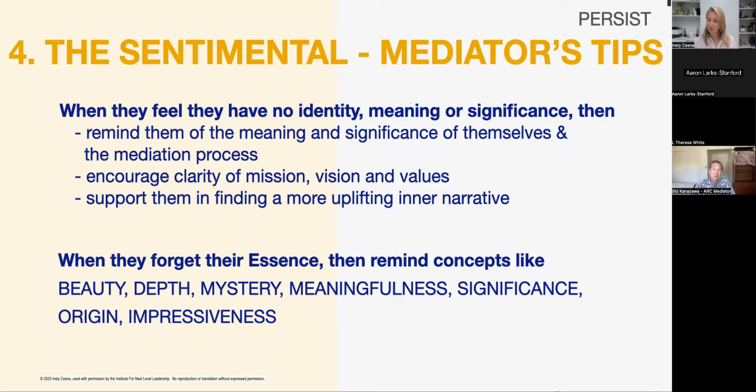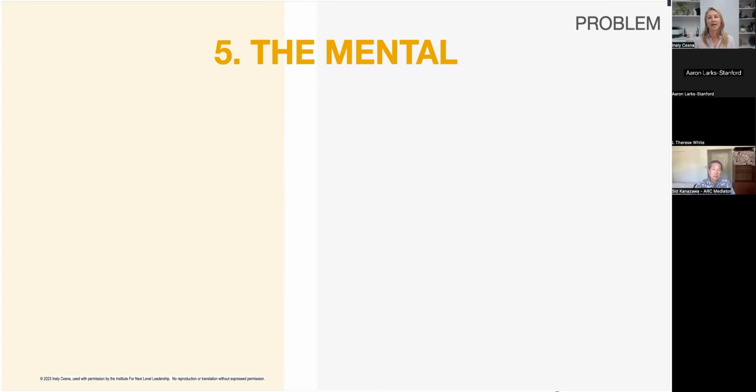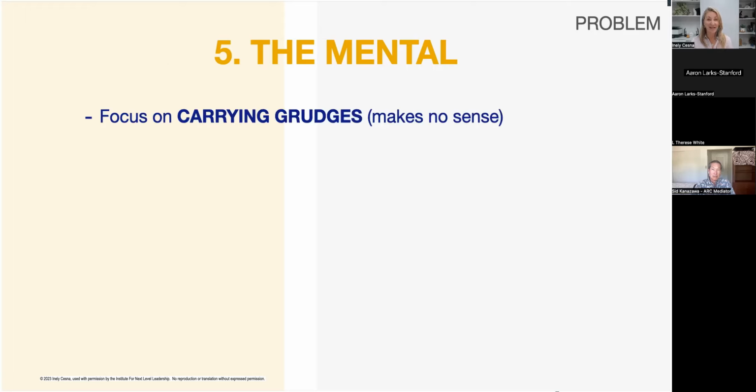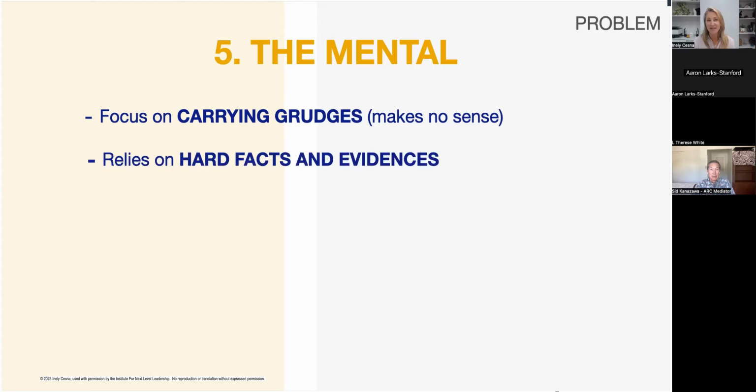All right, let's go to our fifth barrier to conflict resolution. And that's the one we call the mental. I've been in this place so many times myself. The mental, it's we are carrying grudges, we are trying to make sense of things, and we can't see how things connect, how to make sense of things.